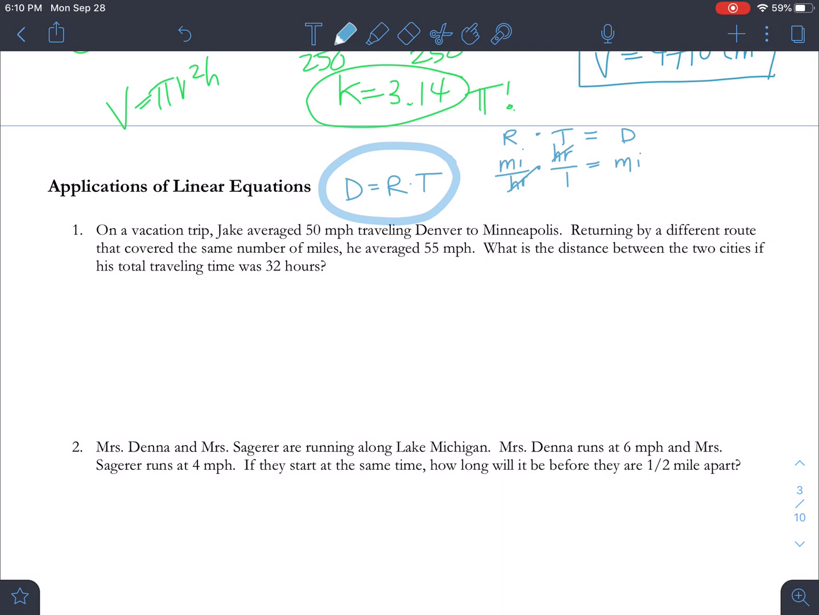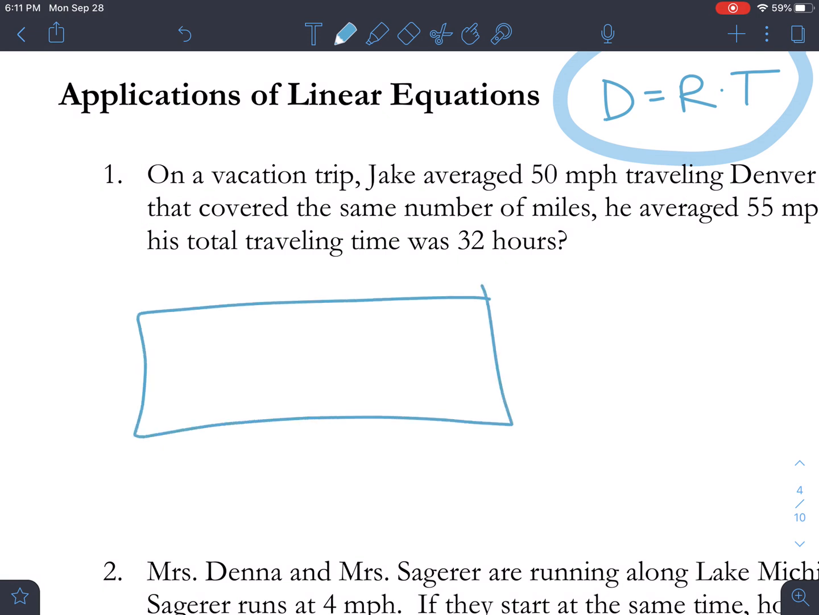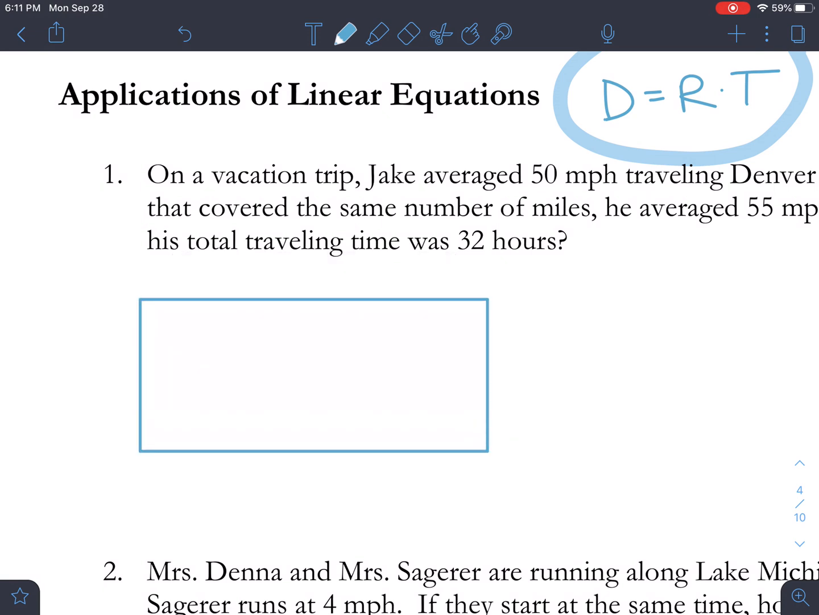Okay, so what we want to do for this, and typically what I do, is set up a little table here. We can use our nice little Notability shapes here. Oops, I kind of want it to be a rectangle. There we go. Okay, and I'm going to make this into rate times time is equal to distance.